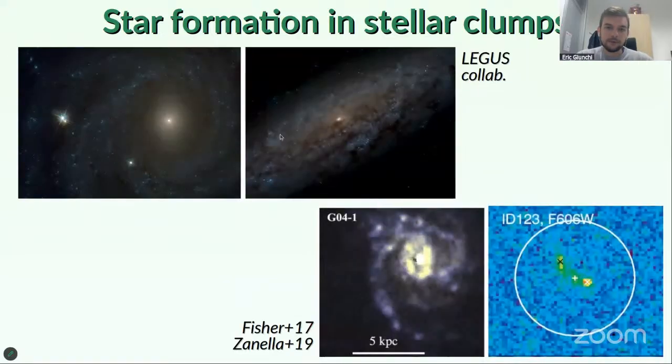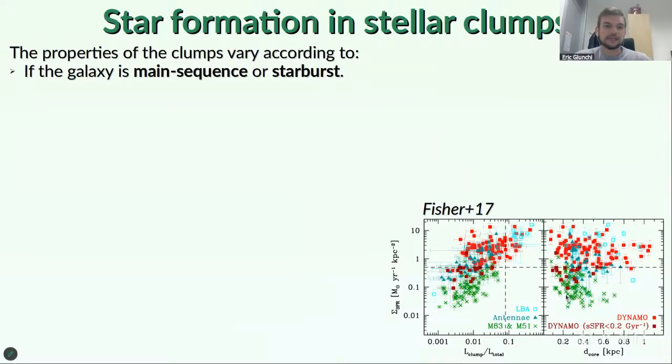These are other examples from main sequence galaxies in the LEGUS collaboration. You should see all the blue dots that here are clumps, so groups of stars, but also some other extreme cases like starburst galaxies from the DYNAMO sample, or high redshift clumps in these very high redshift galaxies. So, of course, these can look very different, both for observational reasons, but also for intrinsic reasons. And indeed, we think that there are some properties that can vary in the clumps according to other parameters, for example, the nature of the galaxy in which they form.